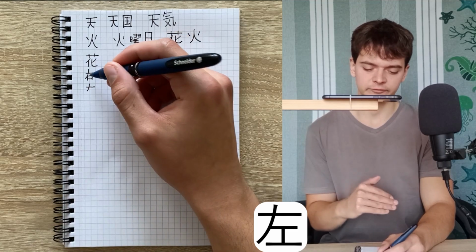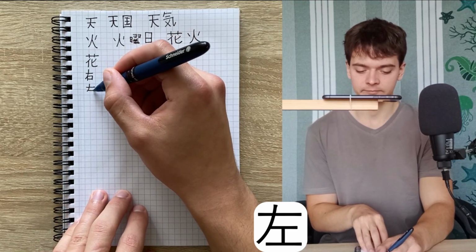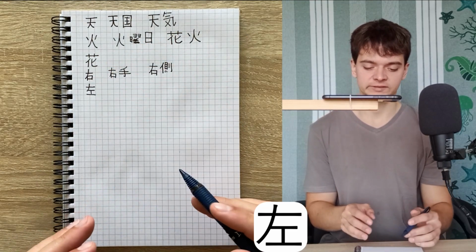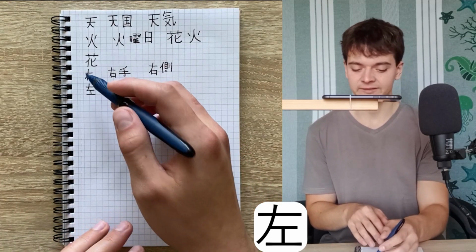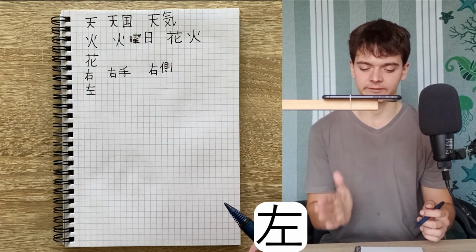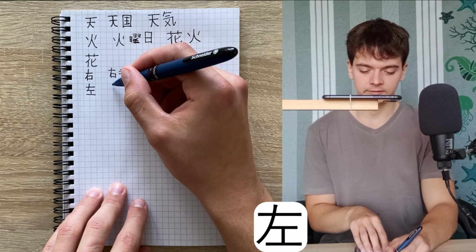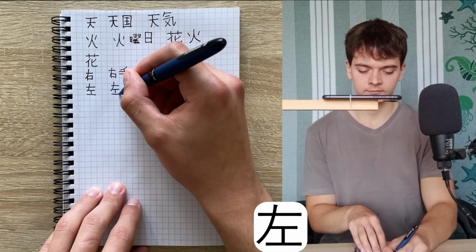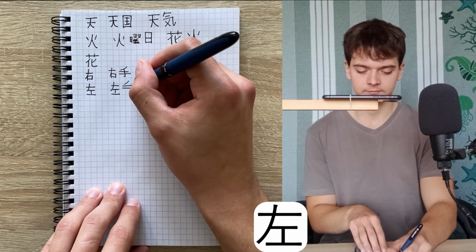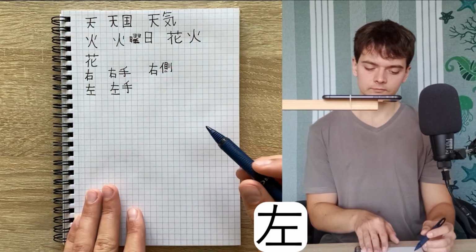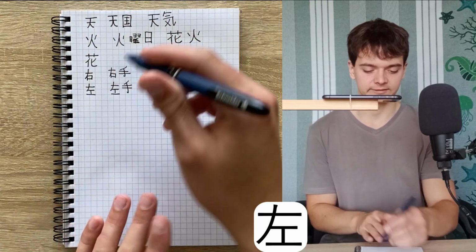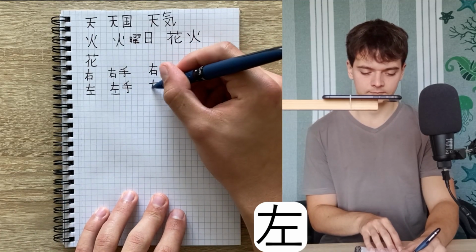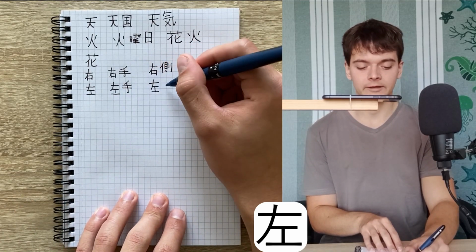The opposite of Migi is Hidari, which is left. So Migi is right, Hidari is left. Again, we can use the example of the left hand, Hidari te, or the left side, Hidari gawa.